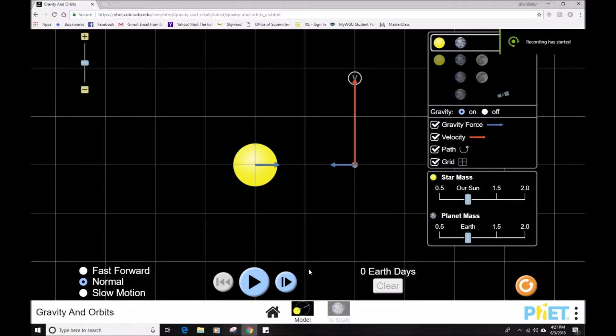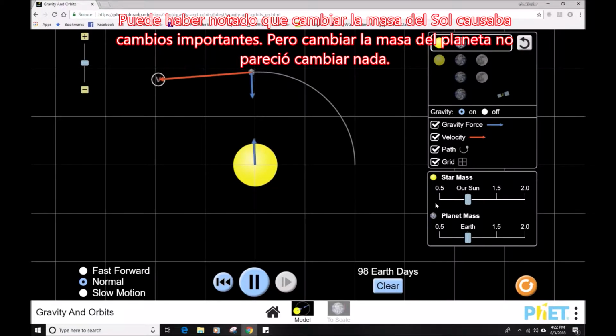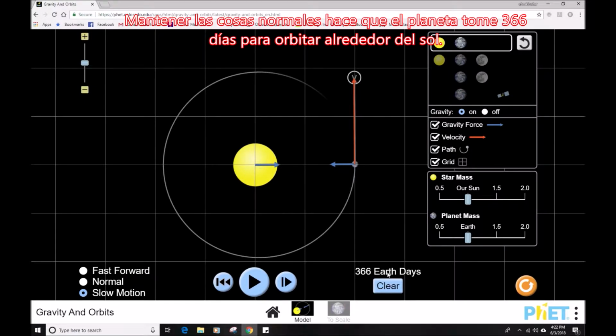Well, some of you might have noticed that when you're doing this simulator, when you change the mass of the sun, crazy things happen. But when you change the mass of the planet, it doesn't seem to change very much. So we've got the sun and the earth here going just normal. And we're going to make one full year. Slow it down here so we can get right on the line. Oh, so pretty much 1 year out.